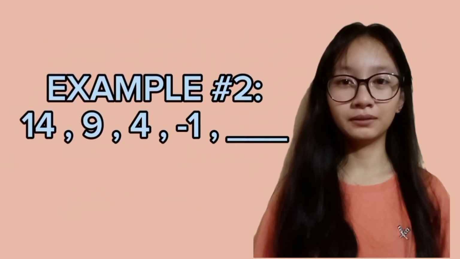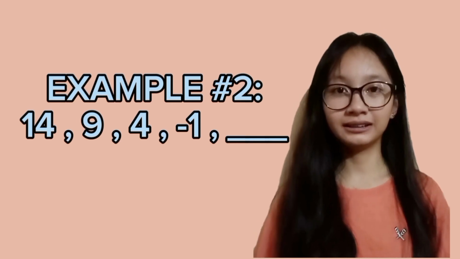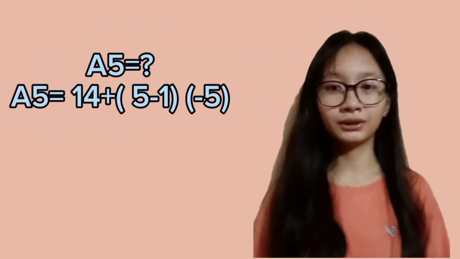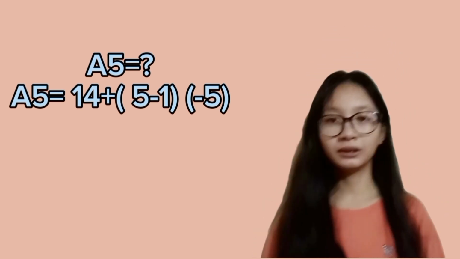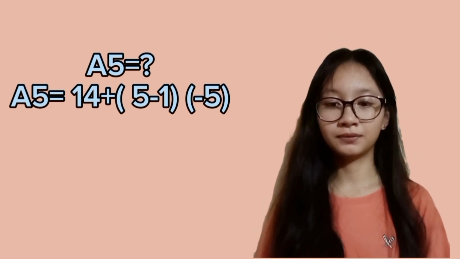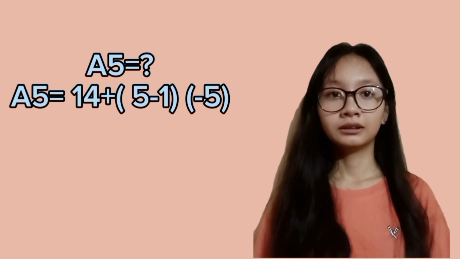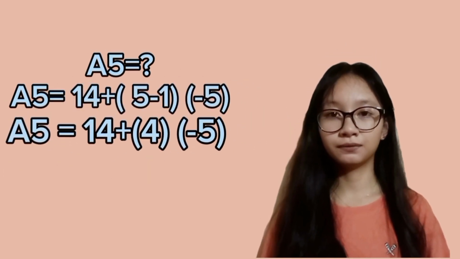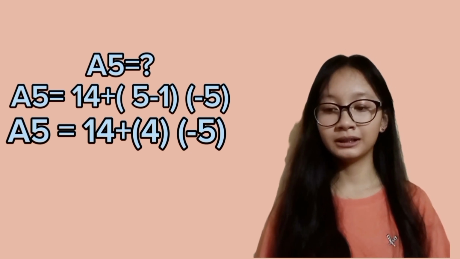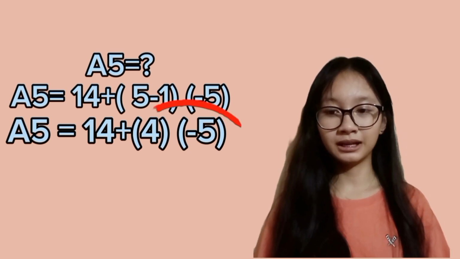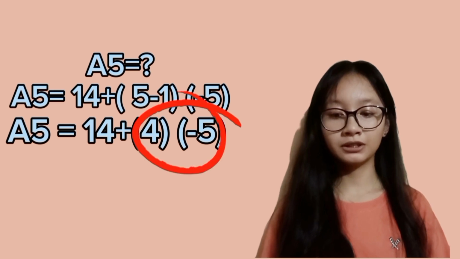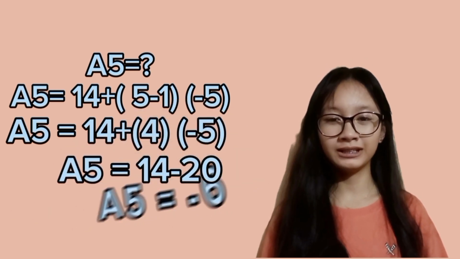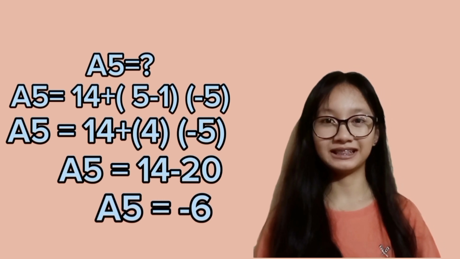Now that we found the fourth term, let's find the last term, which is the fifth term. a sub 5 equals 14 plus quantity of 5 minus 1 times negative 5. Now the new equation will be 14 plus 4 times negative 5. Now we multiply 4 times negative 5. The new equation again will be 14 minus 20. So the answer for a sub 5 equals negative 6.